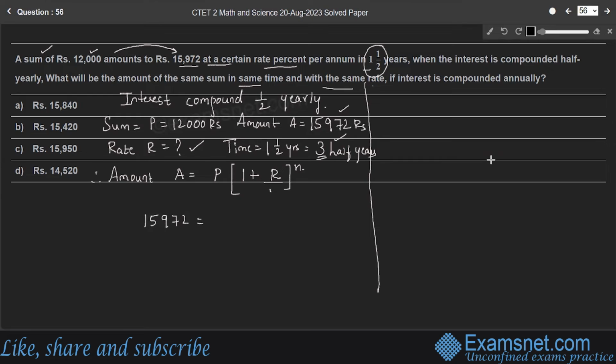So amount is already given. 15,972 is equal to principal 12,000 rupees into 1 plus, so we have to find the rate, right? You can consider rate by 100 also. Finally, we are going to express in terms of percentage, right? So if you are going to express in terms of percentage, take by 100. Otherwise, you will get a whole number. So no issue, right? So directly take 1 plus r raised to 3. Therefore, 1 plus rate cube is 15,972 by 12,000, right?